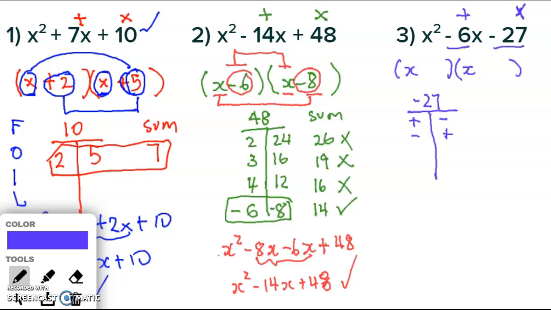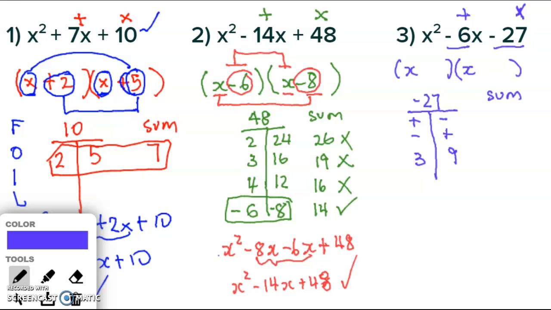Okay, so let's think about what the factors of 27 are: 1 and 27, or 3 and 9. If I have 3 and 9 here, what is the sum? Well, I know that one of them is going to be positive and one of them is negative. So the difference between the two has to be 6.